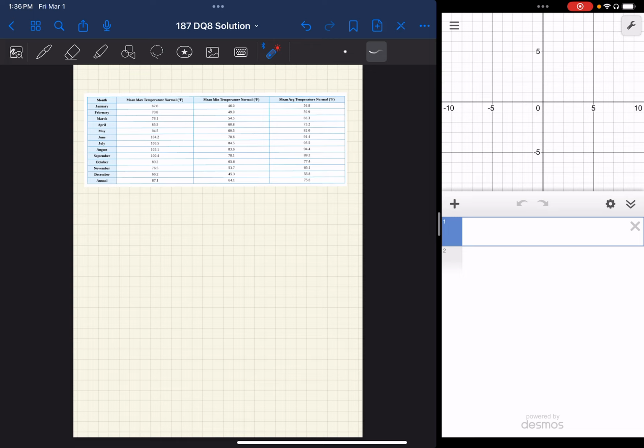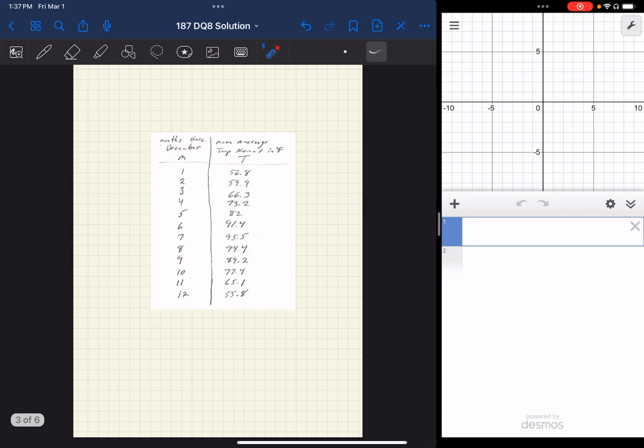And the first thing we're asked to do is create a table. It looks like we already have a table, but the problem is our input is in terms of words instead of numbers. And so we need to translate this into a data table that we can work with numerically. So the first thing I did was I created a couple variables. I said that my input is the number of months since December, and I called that M, and that my output is the mean average temp normal in degrees Fahrenheit, and I called that T.